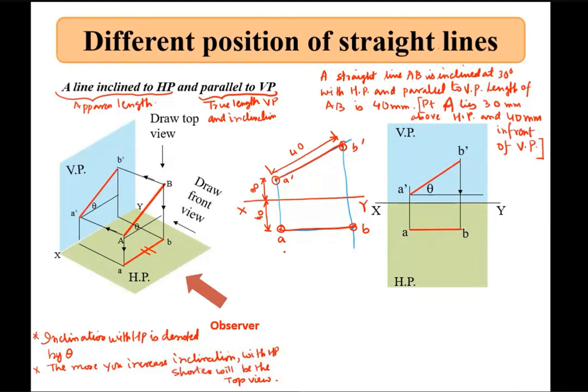Now, I will not give the dimension of AB. I have given the dimension of A dash B dash, but the dimension of the apparent length is not required. Sir, we will not show the inclination of the line A dash B dash. Yes, I have to show the dimension, 30 degree. Okay. Clear?